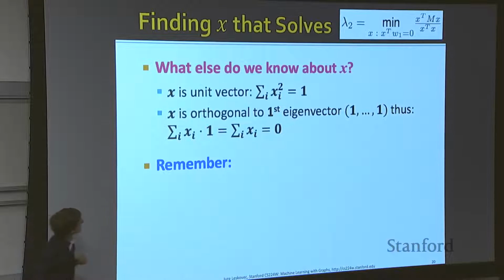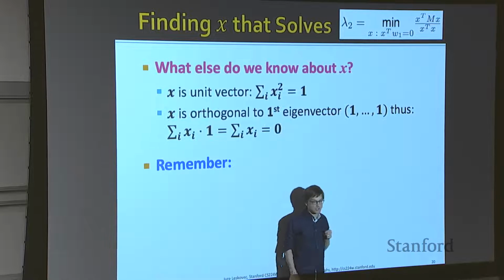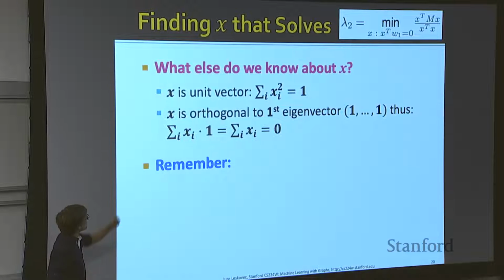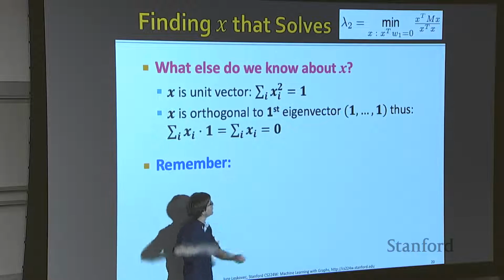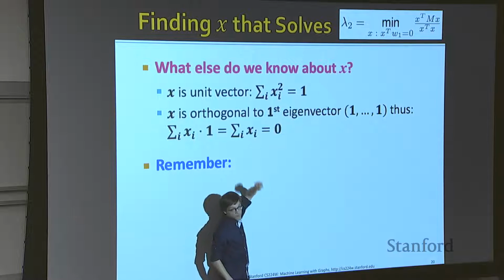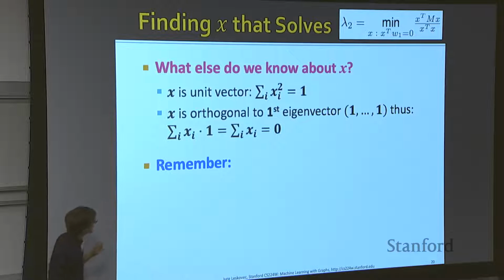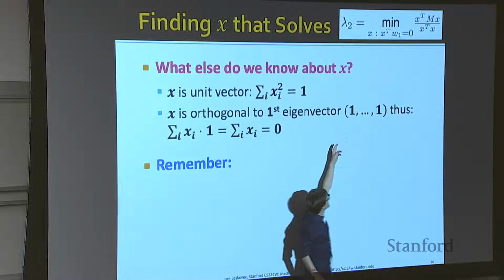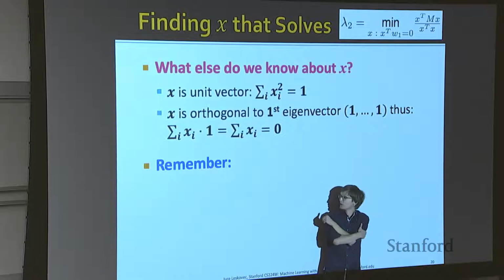Okay, so now the question is, let's try to find x that solves this optimization problem. The idea is the following. What do I know about x? I know x is a unit vector, because it's an eigenvector, and eigenvectors have unit length, so the sum of the entries xi squared equals 1. Its Euclidean length equals 1. The second thing I know about x is that because I'm doing this over the Laplacian matrix, the first eigenvector is all ones. And I know that x is the second eigenvector, so it has to be orthogonal to the first one.